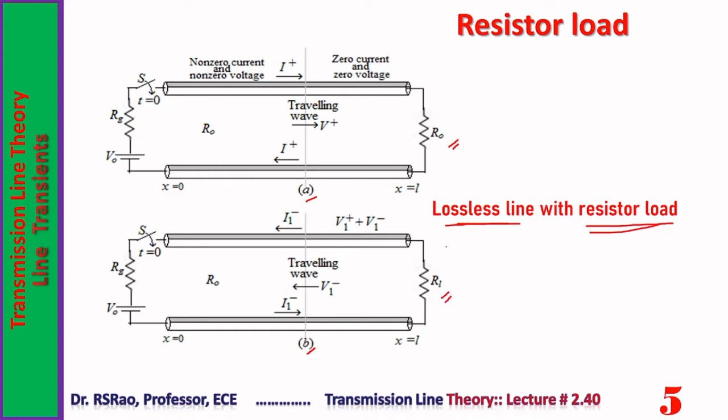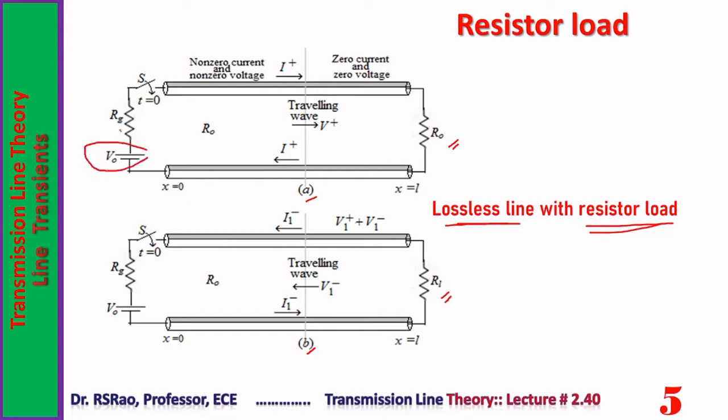Matched termination means load impedance is equal to the characteristic impedance of the line. As the line is lossless, the characteristic impedance of the line is a pure real quantity, purely resistive, a characteristic resistance. So in case A, the terminating resistance is equal to the characteristic resistance of the line. In B, the terminating resistance is different from the characteristic resistance of the line.